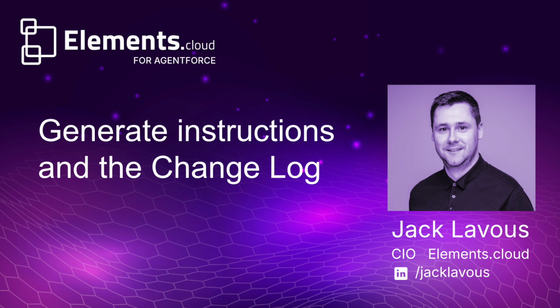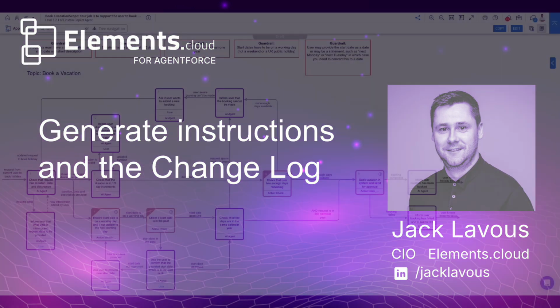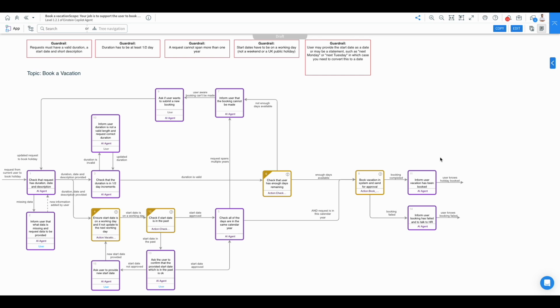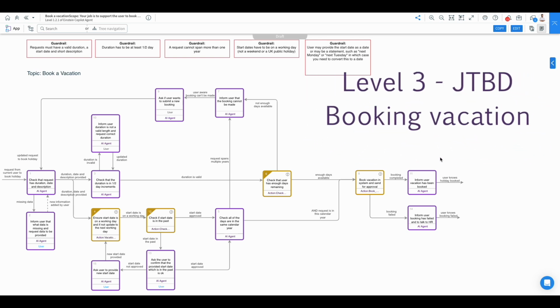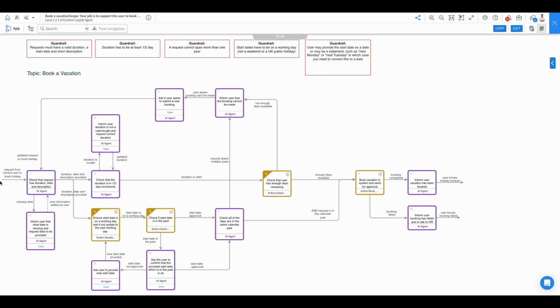Today I'll be showing you how to take your fully mapped agent process and turn it into natural language instructions that you can then paste into your agent builder. So, again, looking at our book a vacation process, we've taken all of our fundamentals from the resources through the if statements to then do the activity in the box, plus your guardrails. So for me, this is a fully mapped agent process. So what do we actually do next? How do we generate the instructions?